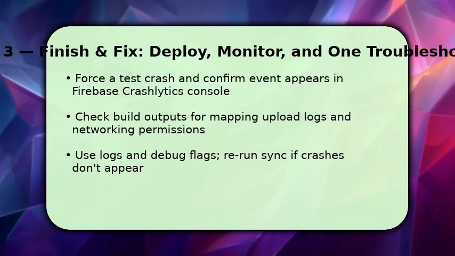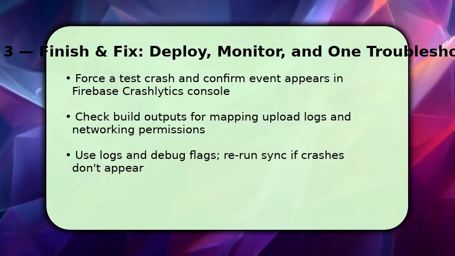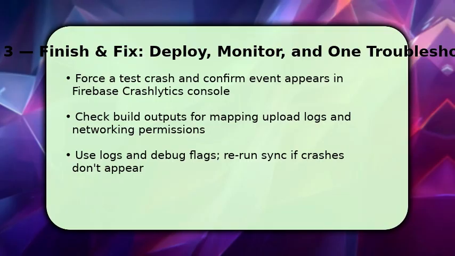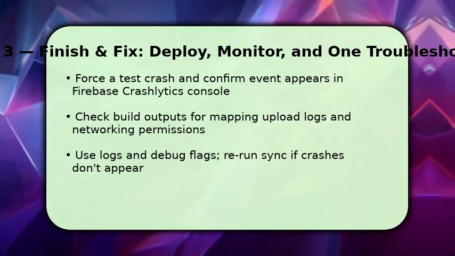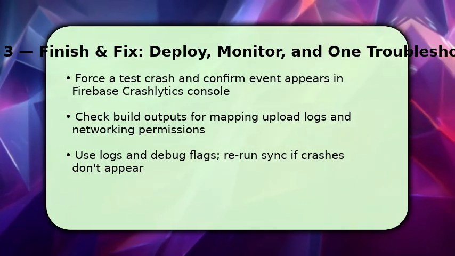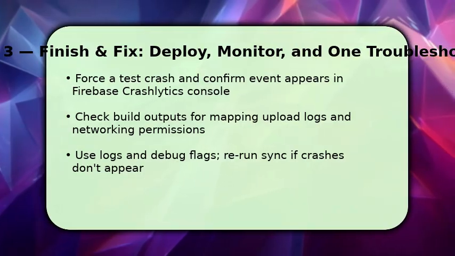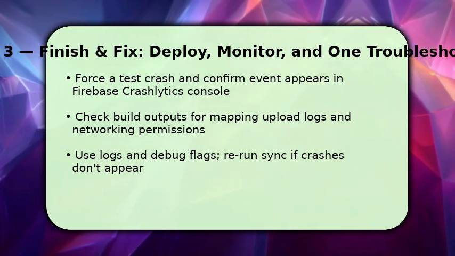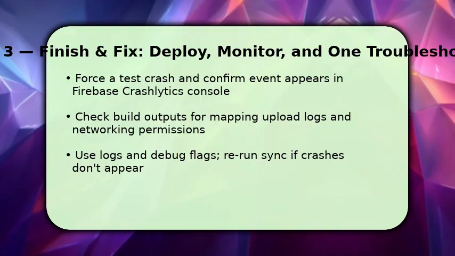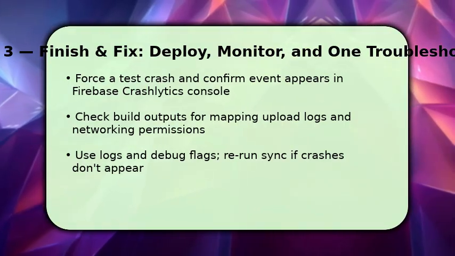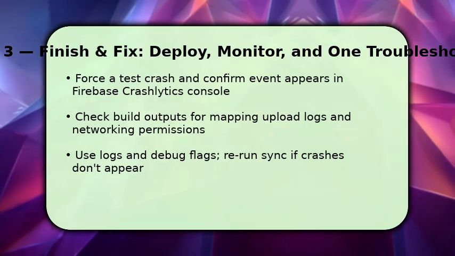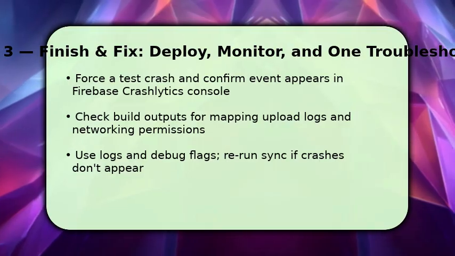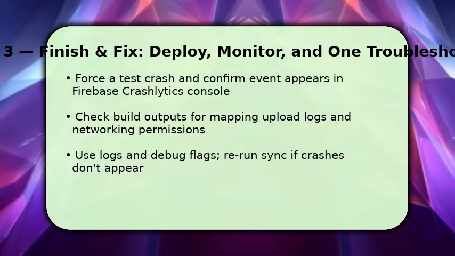To complete setup, force a test crash from an activity, and then check the Firebase Crashlytics console for the event. This verifies end-to-end delivery. Make sure mapping files are uploaded during your CI or local build so stack traces are deobfuscated. If you see no events, confirm internet permissions, Gradle sync, and that Crashlytics collection enabled is not false at runtime. One key troubleshooting tip: enable verbose Crashlytics logging in debug builds to inspect uploads and fix missing symbol or network issues quickly.